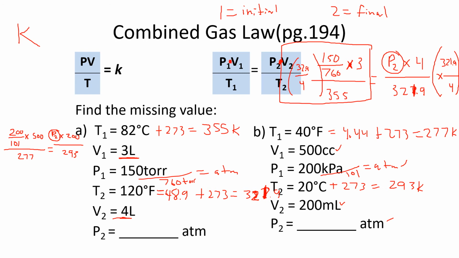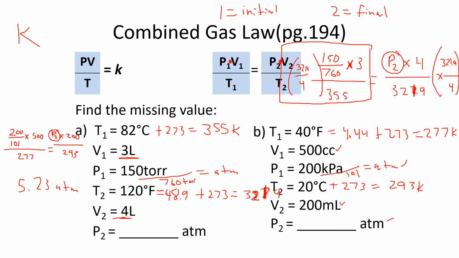So multiply by the reciprocal and don't round until the very, very end. If you wrote down numbers intermittently, that's going to compound your errors. 200 divided by 101 times 500 divided by 277 times 293 divided by 200. So I punched everything in without writing any numbers down. I got 5.23 atm. So yeah, that should be right.